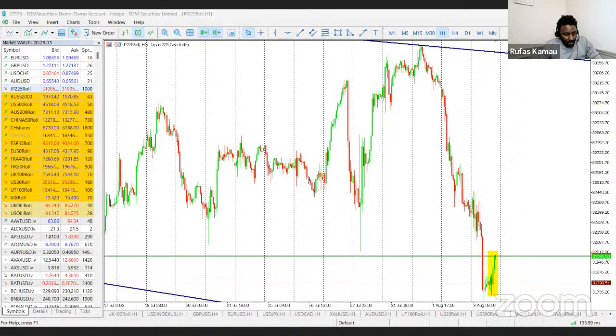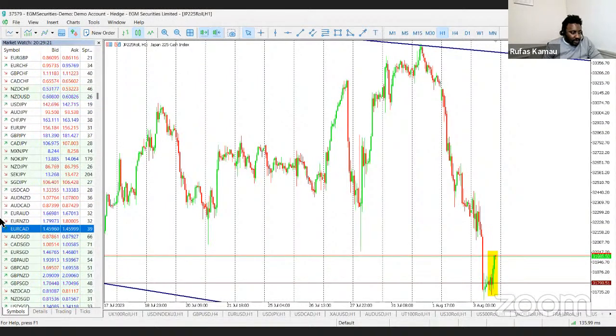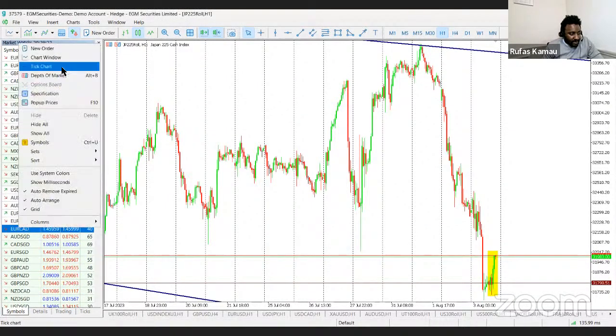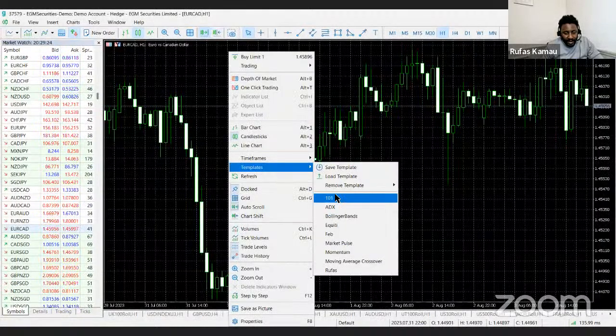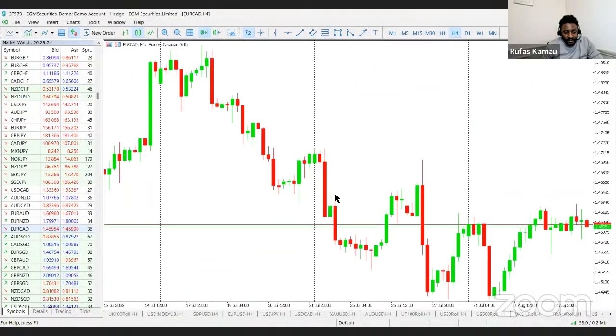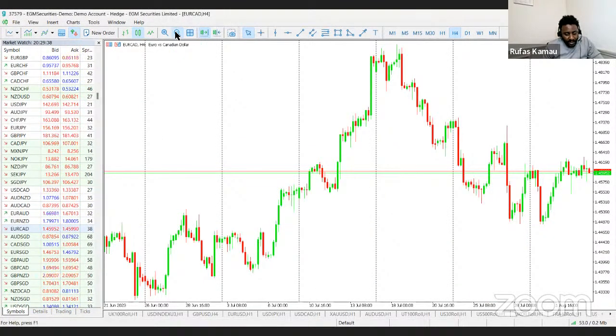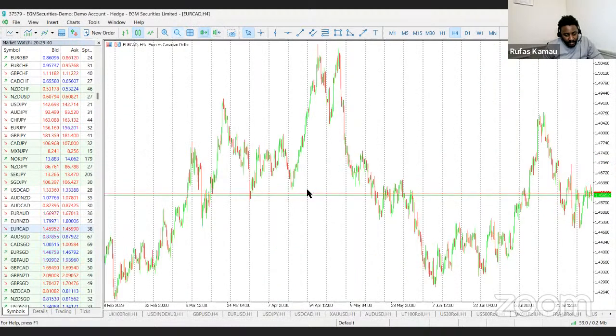So I'll be covering one last request. I think this was EuroCAD. It's not a chart that I have checked before. So I'm mainly focusing on the major pairs because they are most liquid and they don't involve too much work in analyzing. So from this one, I'll try and zoom out and try to understand what's happening in this market.